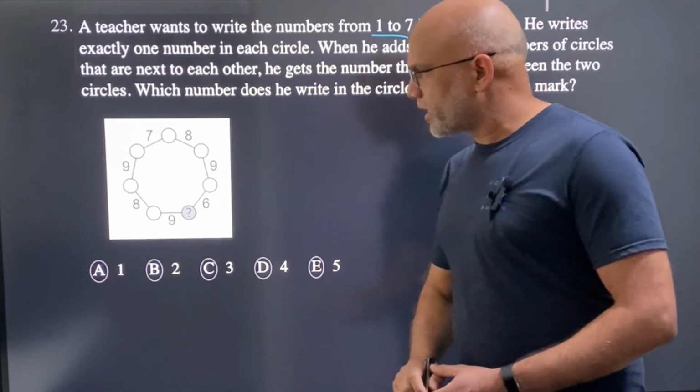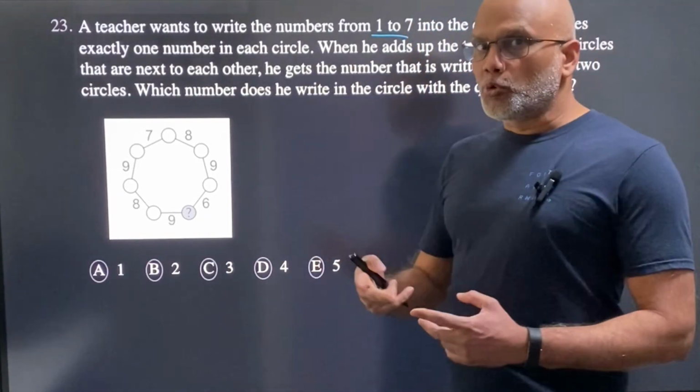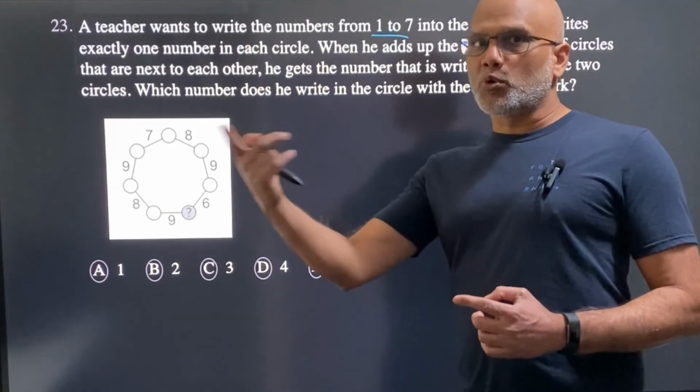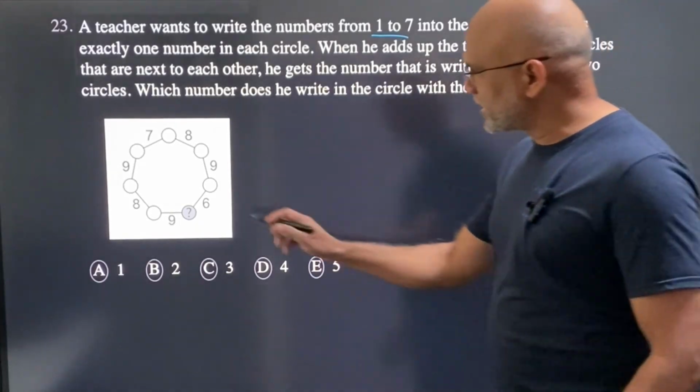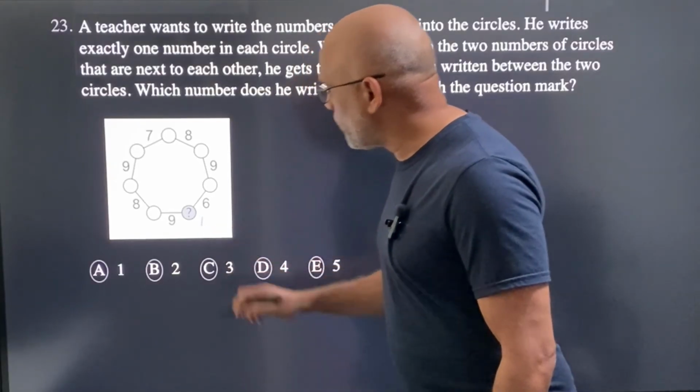So what number goes there? We know the sum of two numbers. So if I know one number, I also know the other number. So we can start by guessing this number. Let's say this number is 1.